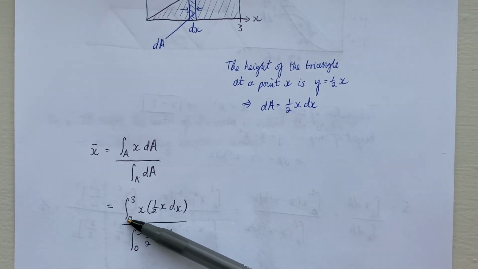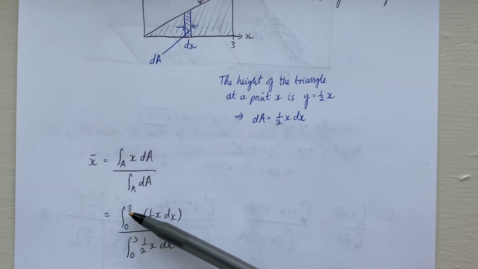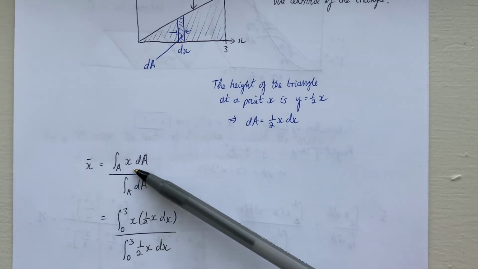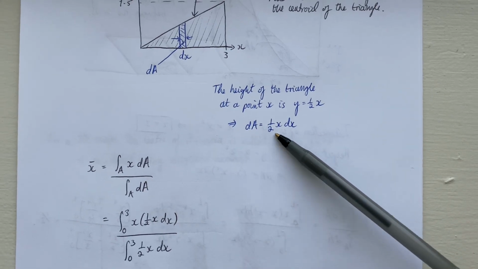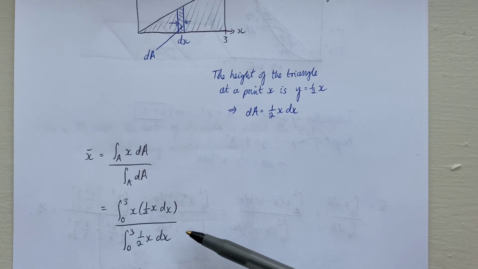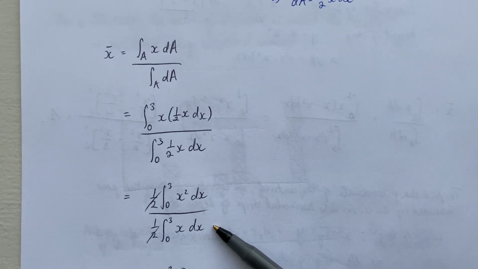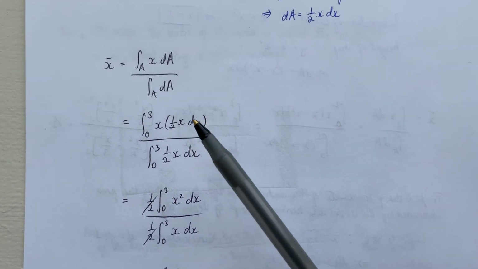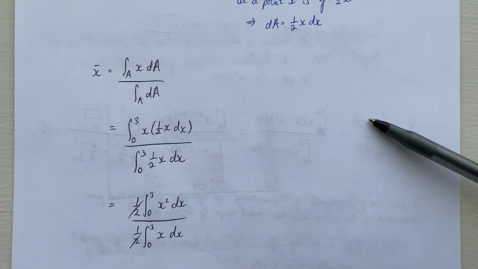So we have the integral over the area that we're considering, in this case between x equals 0 and x equals 3, of x multiplied by the individual areas, which we worked out over here. So we plug all of that in. The next step, what I've done is to just simplify these expressions in the numerator and the denominator a little bit.